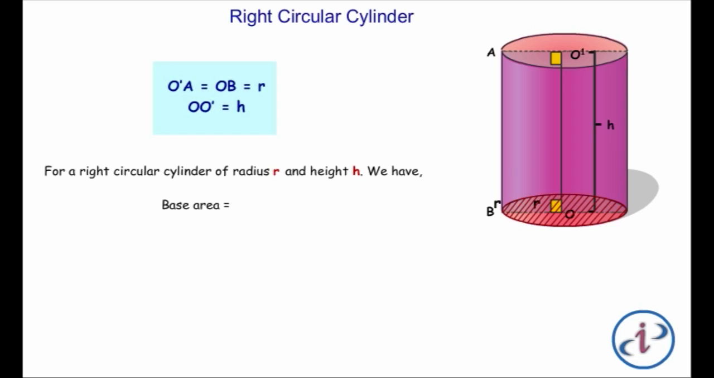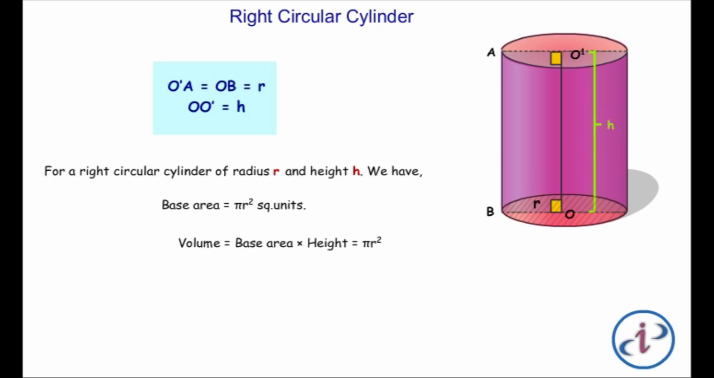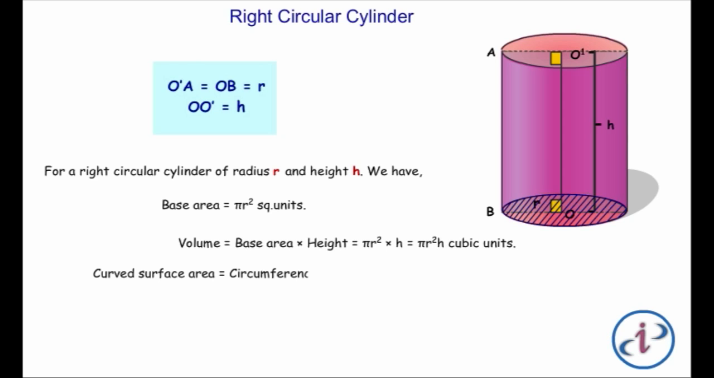Base area of the cylinder is equal to pi r squared square units. Volume is equal to base area times height, which is equal to pi r squared h cubic units. Curved surface area is equal to circumference of the base times height. It is also called lateral surface area. It is equal to 2 pi r h square units.